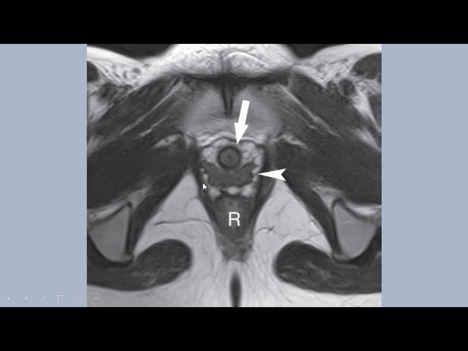MRI of the female urethra: here points to the rectum, vagina, and anterior to the vaginal wall there is the female urethra, represented as a target sign. We have this central hypointensity, which represents mucosa, while the submucosa is intermediate or high signal, then surrounded by the muscular wall, which also appears hypointense.